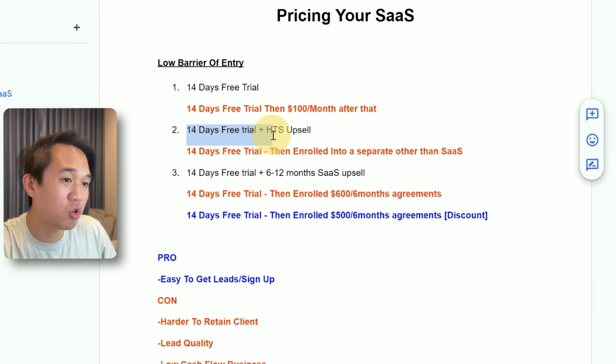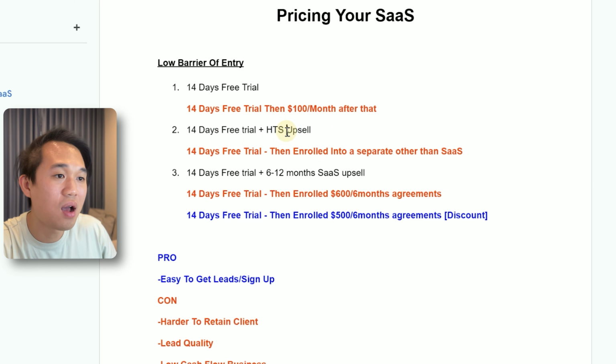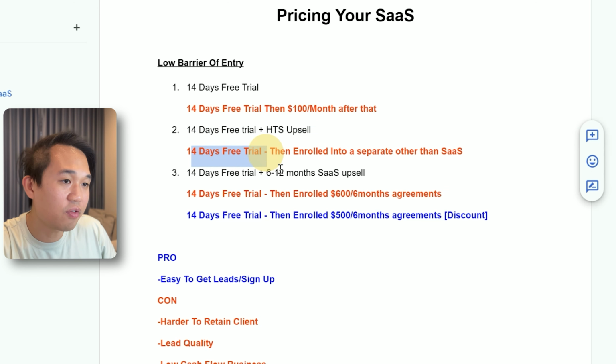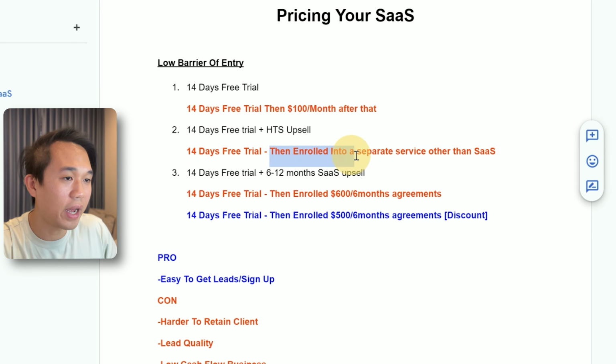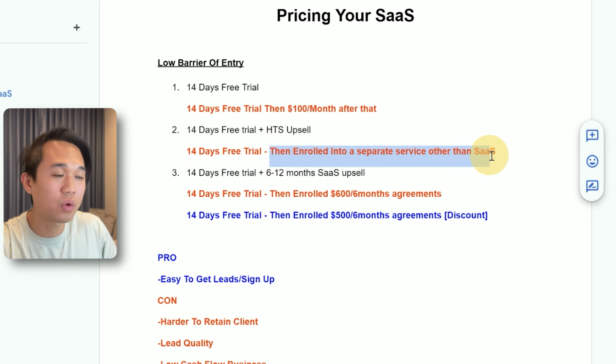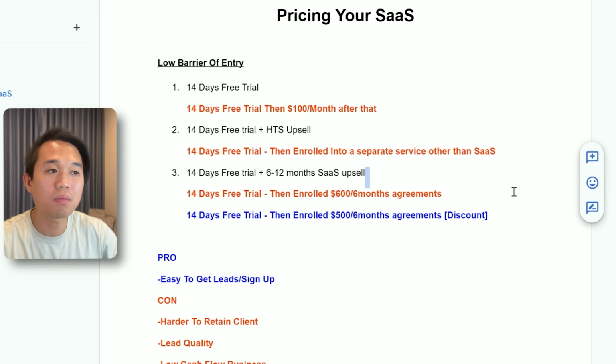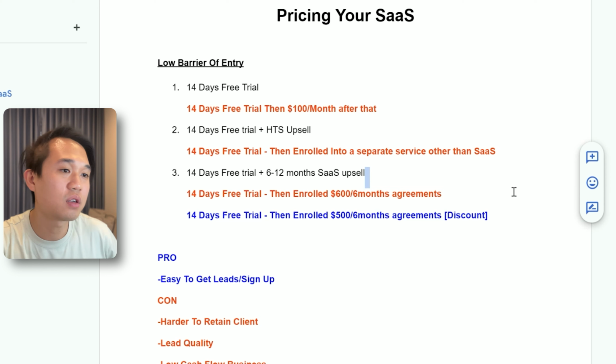So option 2 above that is the 14-day free trial plus high ticket service upsell, right? HTS stands for high ticket service, right? For example, you're offering them a 14-day free trial and then enroll them to a separate service other than your software solution. For example, Facebook marketing, YouTube marketing, video editing, or any sort of high ticket service, right?